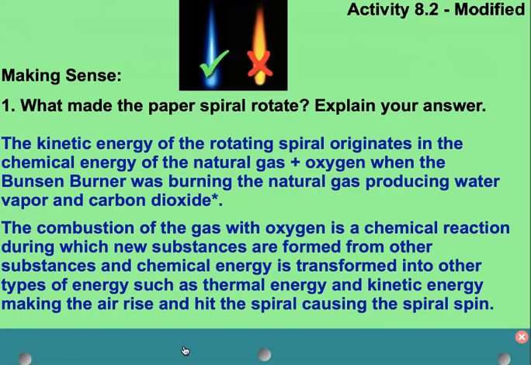The combustion of the gas with oxygen is a chemical reaction during which new substances are formed from other substances, and chemical energy is transformed into other types of energy, such as thermal energy and kinetic energy, making the air rise and hit the spiral, causing the spiral to spin.